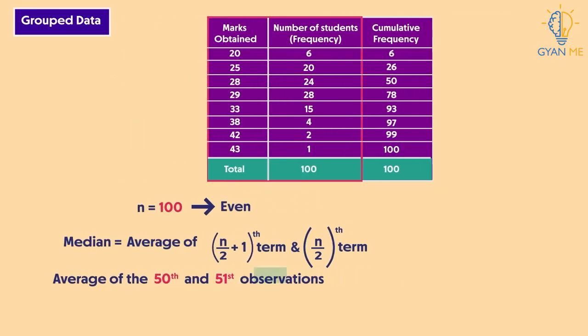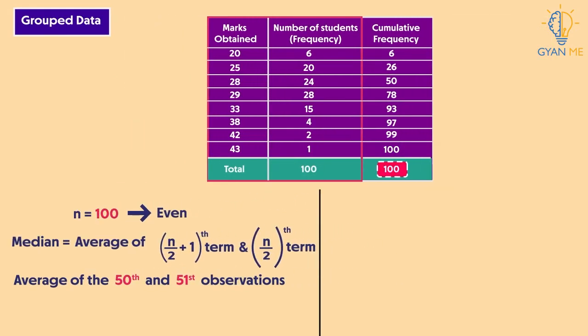Now, since we have cumulative total, how to find out 50th and the 51st observation? Let's understand. In the first row, we have marks as 20 and the respective cumulative frequency as 6. This means that from first student to the 6th student, the marks obtained by each will be 20. Similarly, for the second row, marks obtained is 25.